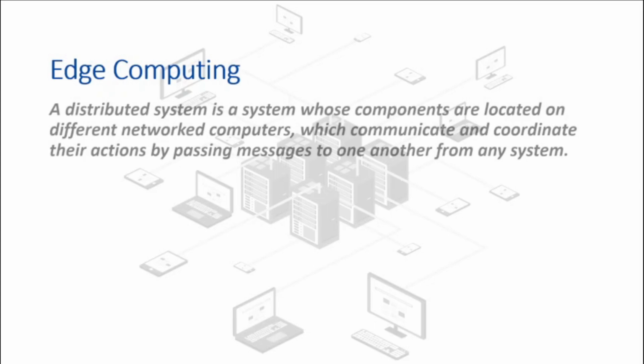Edge computing is a distributed computing system. A distributed system is a system whose components are located on different networked computers, which communicate and coordinate their actions by passing messages to one another. It is a paradigm that brings computation and data storage closer to the sources of data. This is expected to improve response times and save bandwidth. It is an architecture rather than a specific technology. It is a topology and location sensitive form of distributed computing.